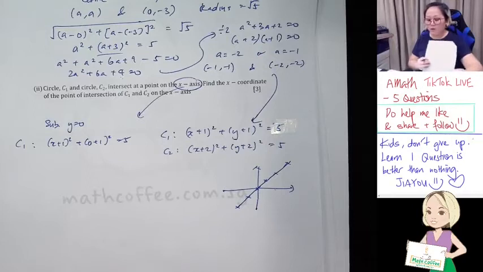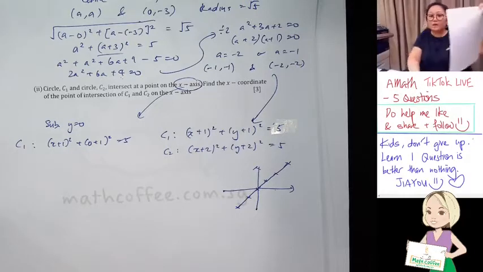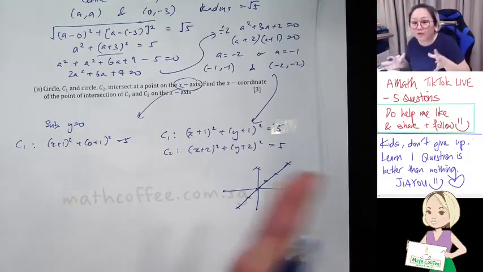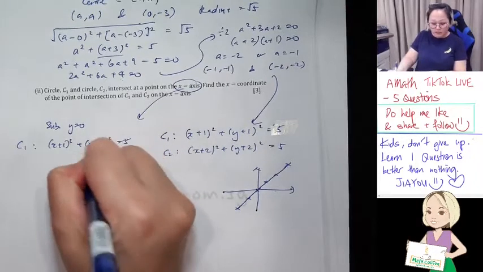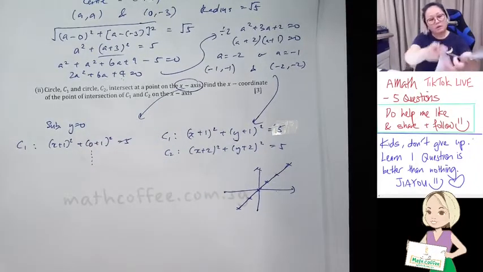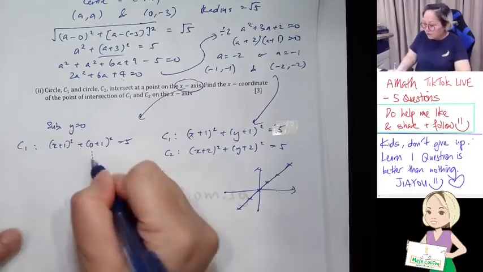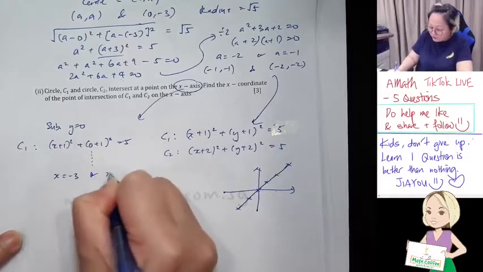Don't worry, the solution that I attach to the Telegram channel will be the full working. But over here, I will skip the expansion thing, okay? So this one, when you solve it, let me see my work. That's my work. Okay, this one, when you solve it, you will get x equals to minus 3 or x equals to 1.